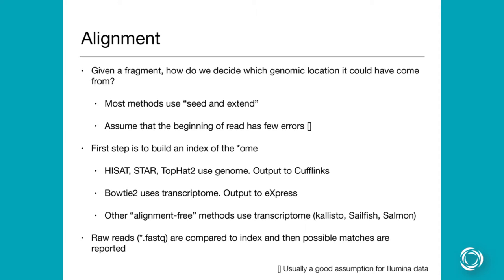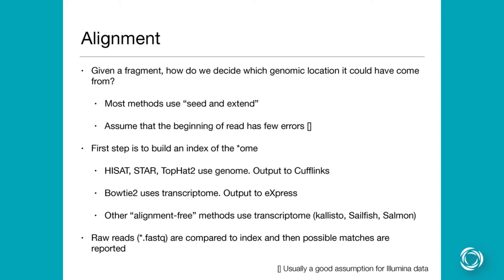The first step, in most of these analyses, is to build some sort of index from a transcriptome or a genome. If you're using Cufflinks, for example, there are a number of different options for aligners: HISAT, STAR, TopHat2, and a number of others that can all align to the genome. That goes into a BAM file, and then you output it to Cufflinks and use it in Cufflinks.